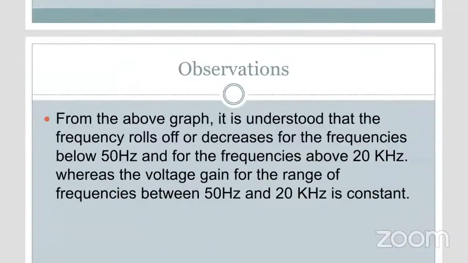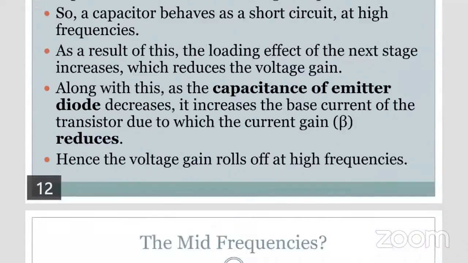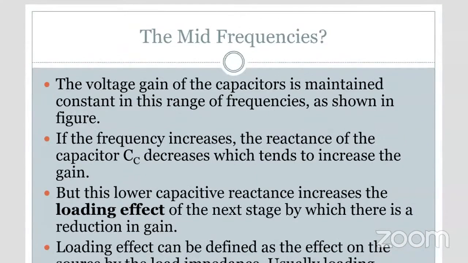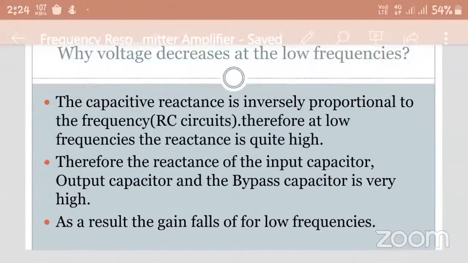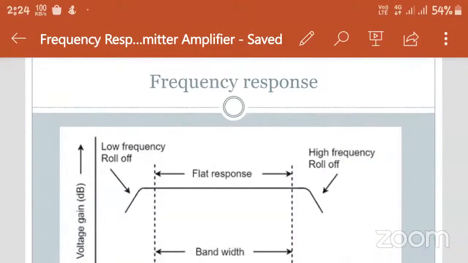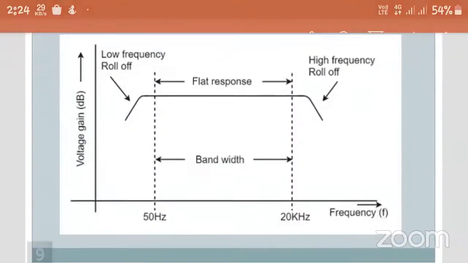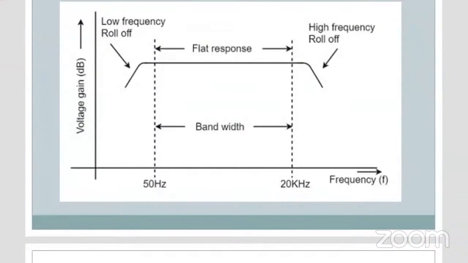Therefore these two factors, that is the reactance of the capacitor at the high frequencies and the loading effect, simply cancel each other, which maintains a constant voltage in this region, which is known as the bandwidth region. The bandwidth region I can simply define as the region in which the frequencies give us 70% of the maximum output voltage or output current.